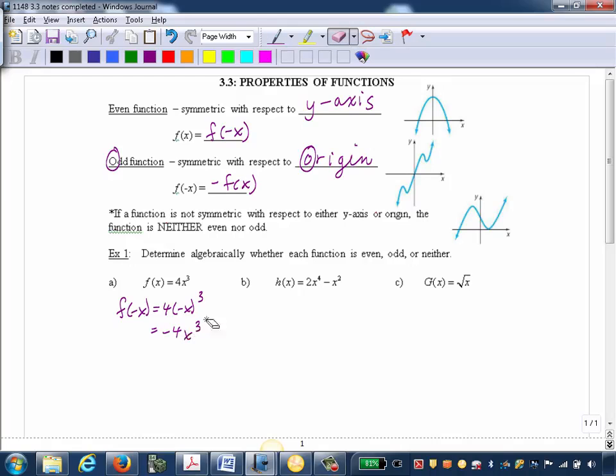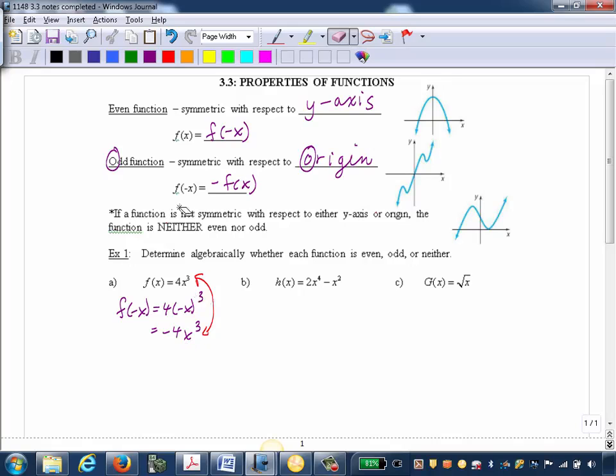So I want to compare this to my original function, f of x. We can see that 4x cubed is not the same as negative 4x cubed. So since these are not the same, this function is not even. Now I'll check whether it's odd.